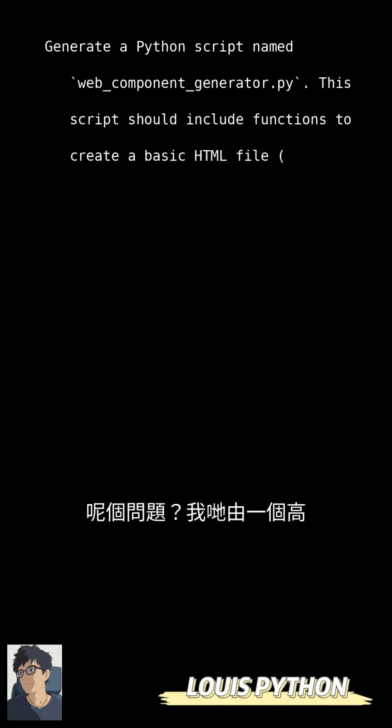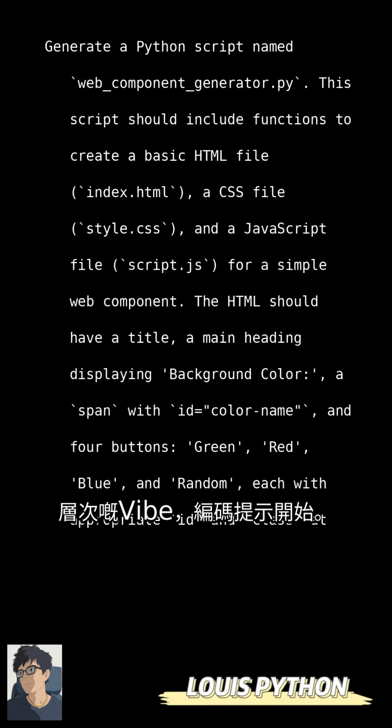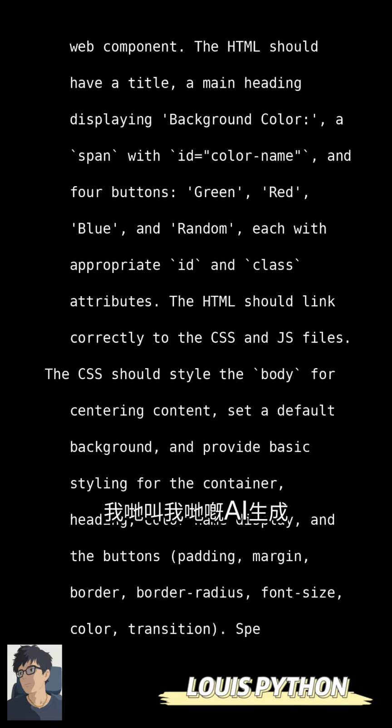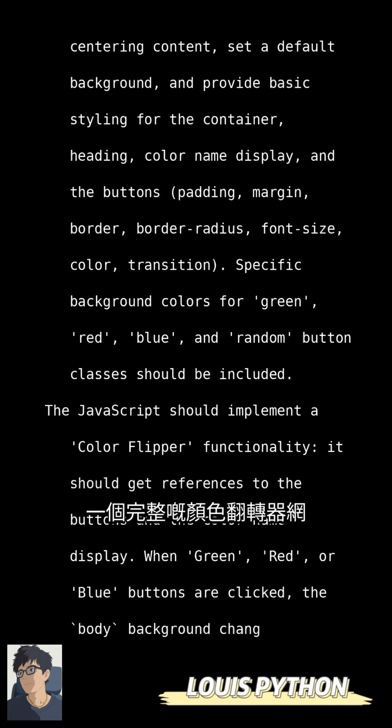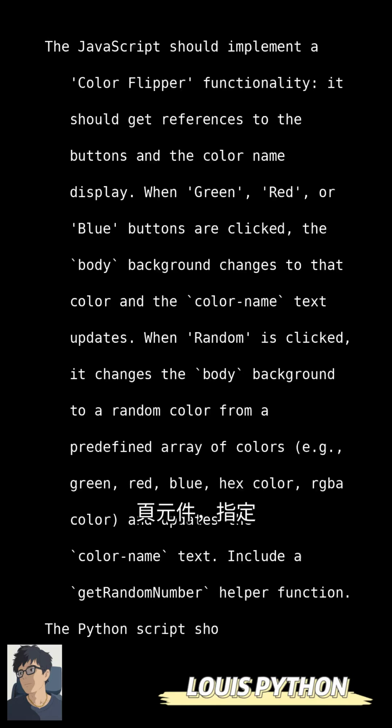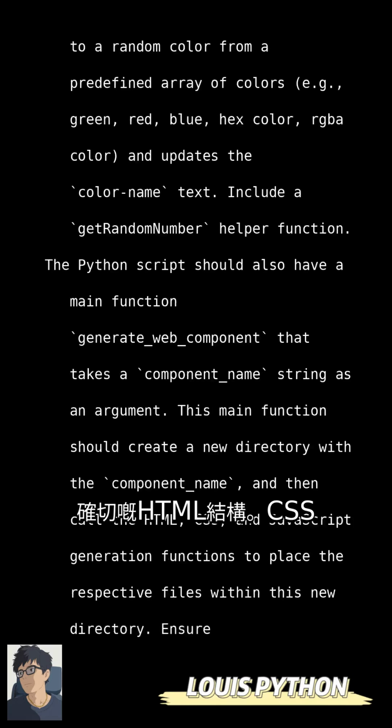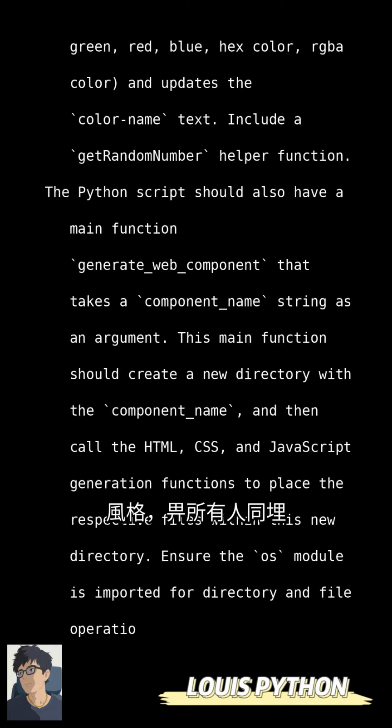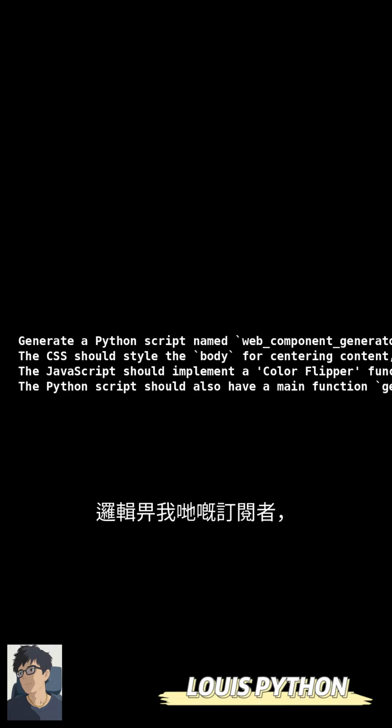So how do we fix this? We start with a high-level vibe coding prompt. We asked our AI to generate a Python script to create a full color flipper web component, specifying the exact HTML structure, CSS styling for every button, and the complete JavaScript logic.